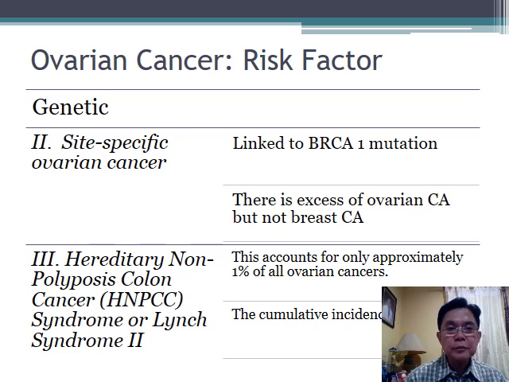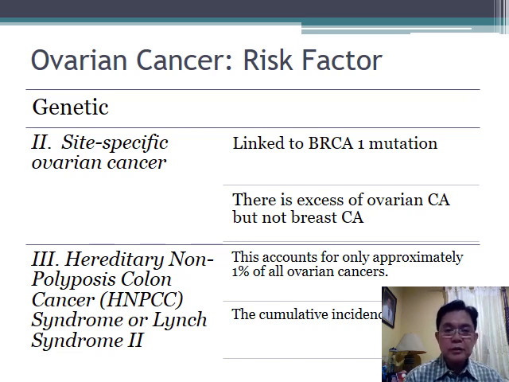The other group is site-specific ovarian cancer. These women only have ovarian cancer and do not have the breast cancer we mentioned previously. This is linked to BRCA1 mutation, and they have found that women in this group have a BRCA1 germline mutation, but they do not manifest with breast cancer, only ovarian cancer.